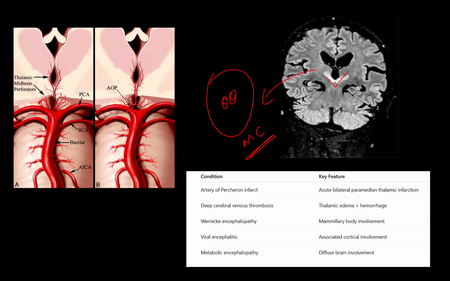But in case this is a variant in which there is only one PCA, one branch present, and that P1 segment, it is supplying the thalamus here. So if there is infarct here, both the thalamus will be affected. And one more important DD for bilateral thalamic infarct, we have to remember Japanese encephalitis also. Okay. So one DD, artery of Percheron, that is most common. And also we have to rule out internal cerebral vein thrombosis. And Wernicke's encephalopathy will also have the hyperintensity in the mammillary body. Coming to viral encephalitis, as I told, Japanese encephalitis is the most common.